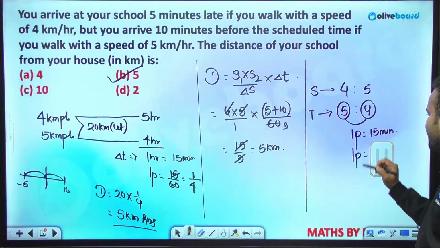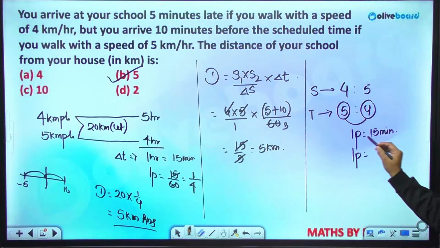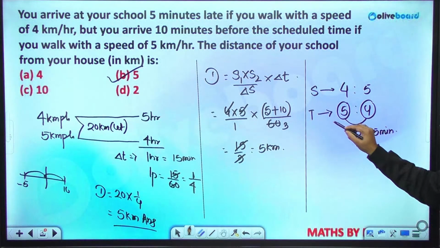Or else you do one thing. 1 unit is equal to what? 1 unit is equal to 15 minutes. If 1 unit is equal to 15 minutes, so 15 into 5 is 75 minutes.